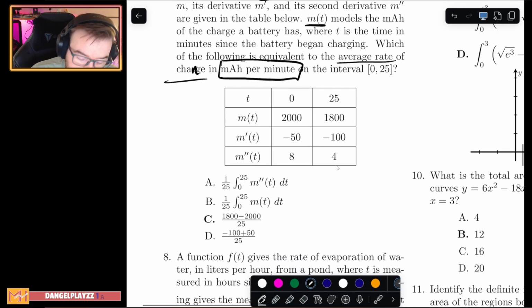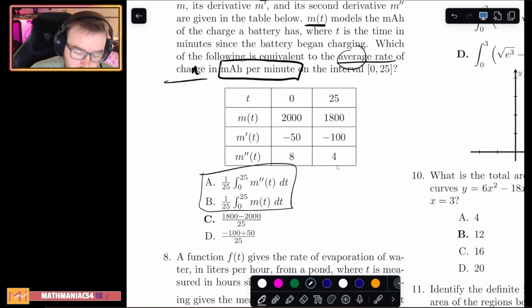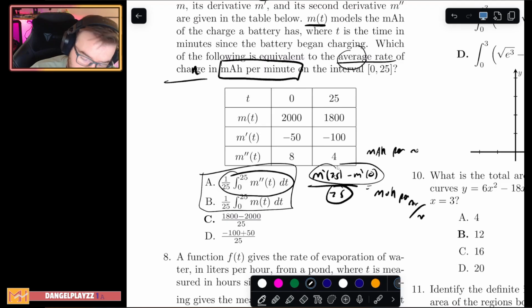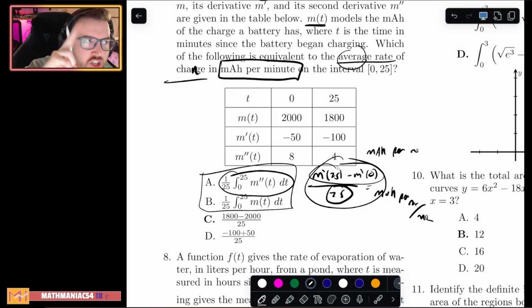The point here is that this question is meant to kind of trick you into thinking that it's got to be one of these, right? Because it's got this word average. But this would give you m prime of 25 minus m prime of 0 all over 25, which m prime is already milliamp hours per minute. And as you divide by 25, you get milliamp hours per minute per minute. So this is like the average change in the change. It's like the acceleration of the battery.